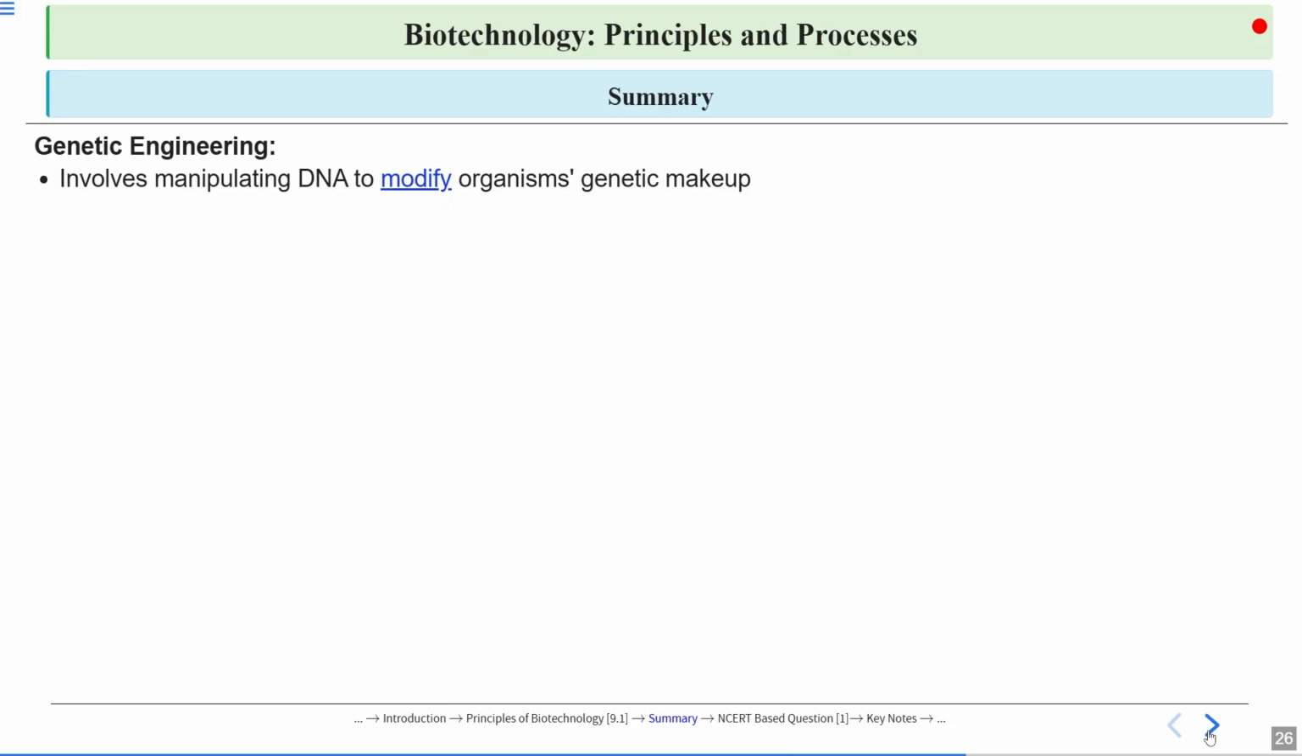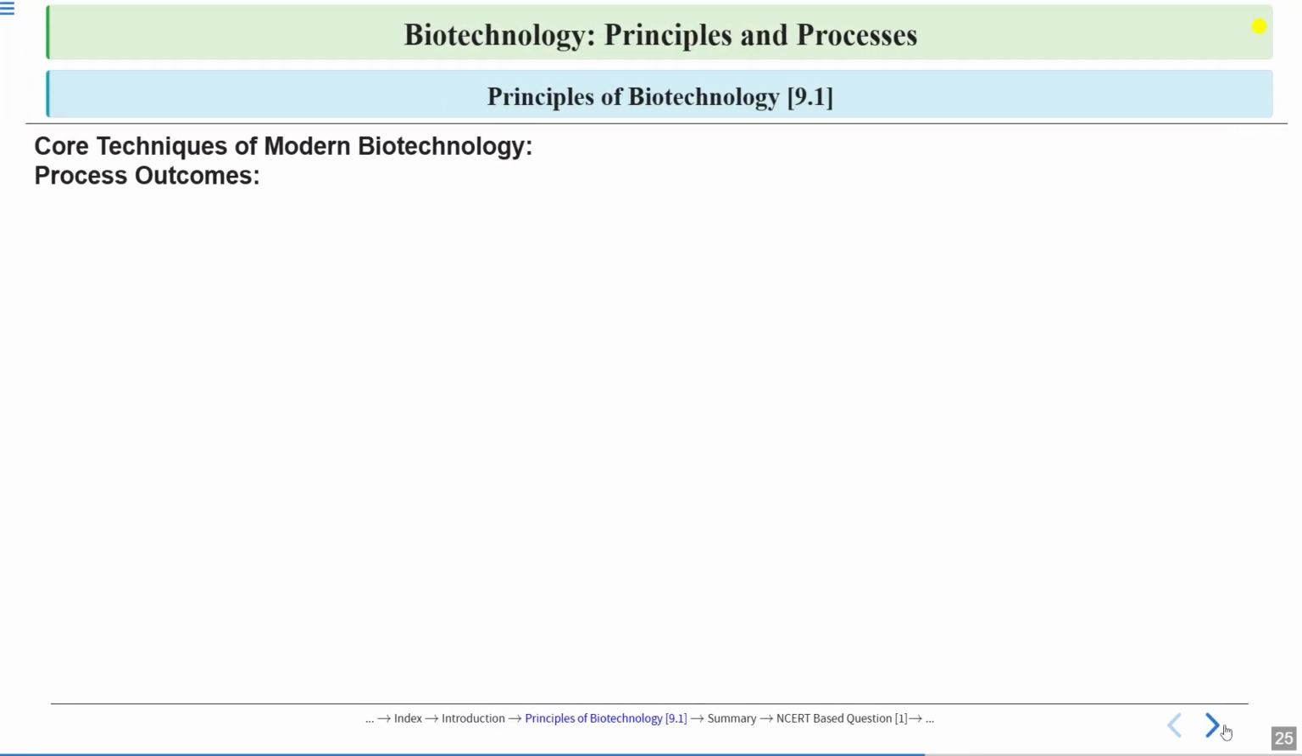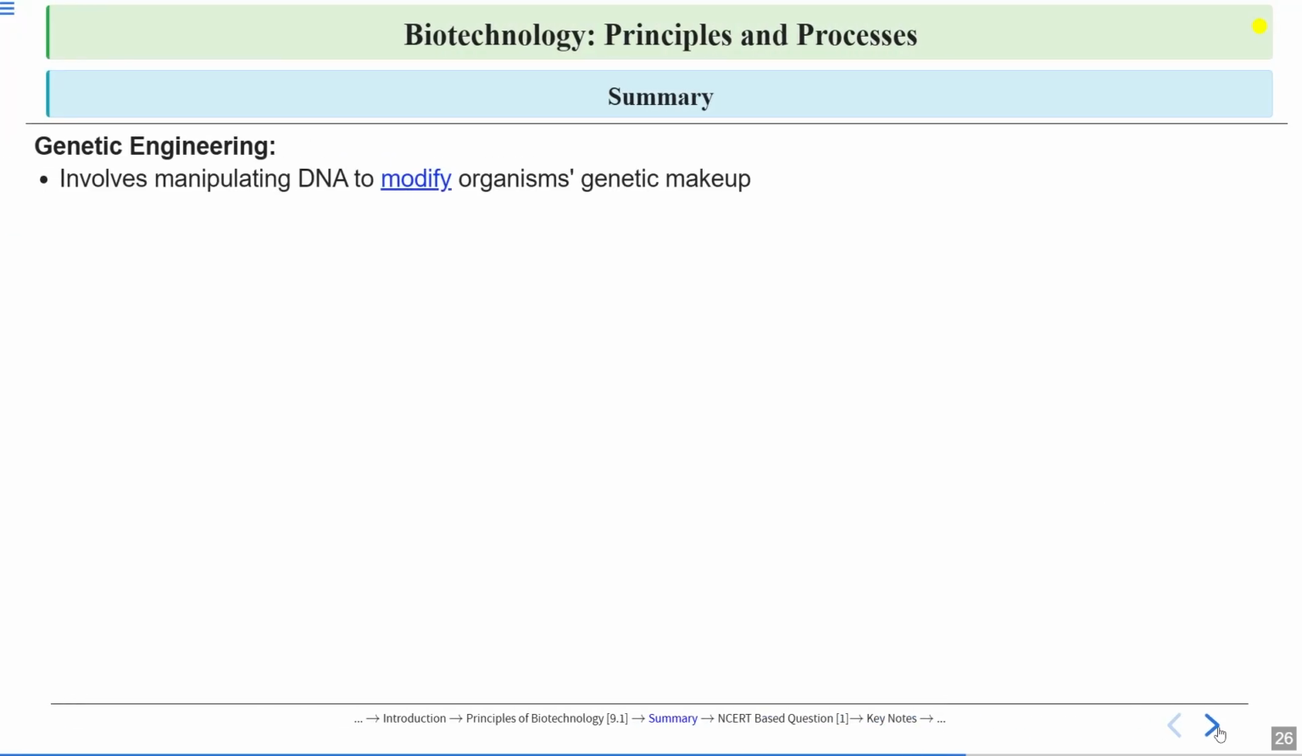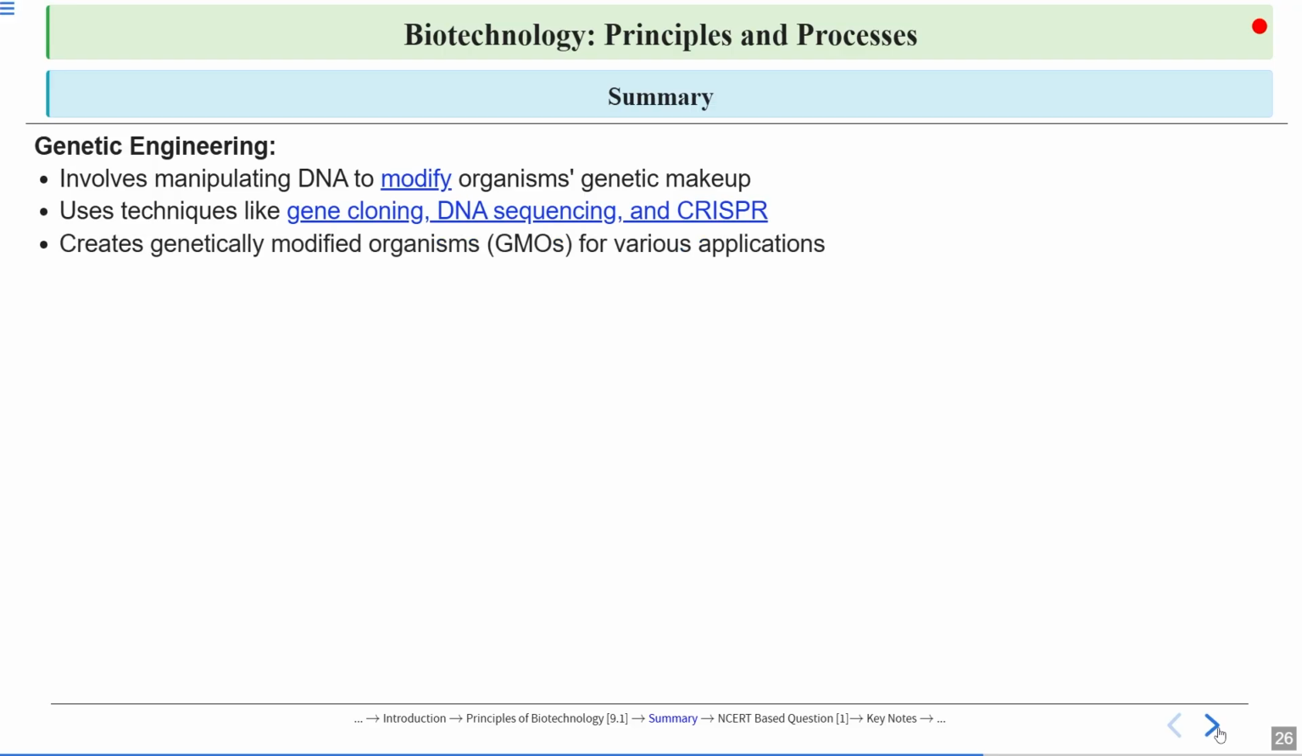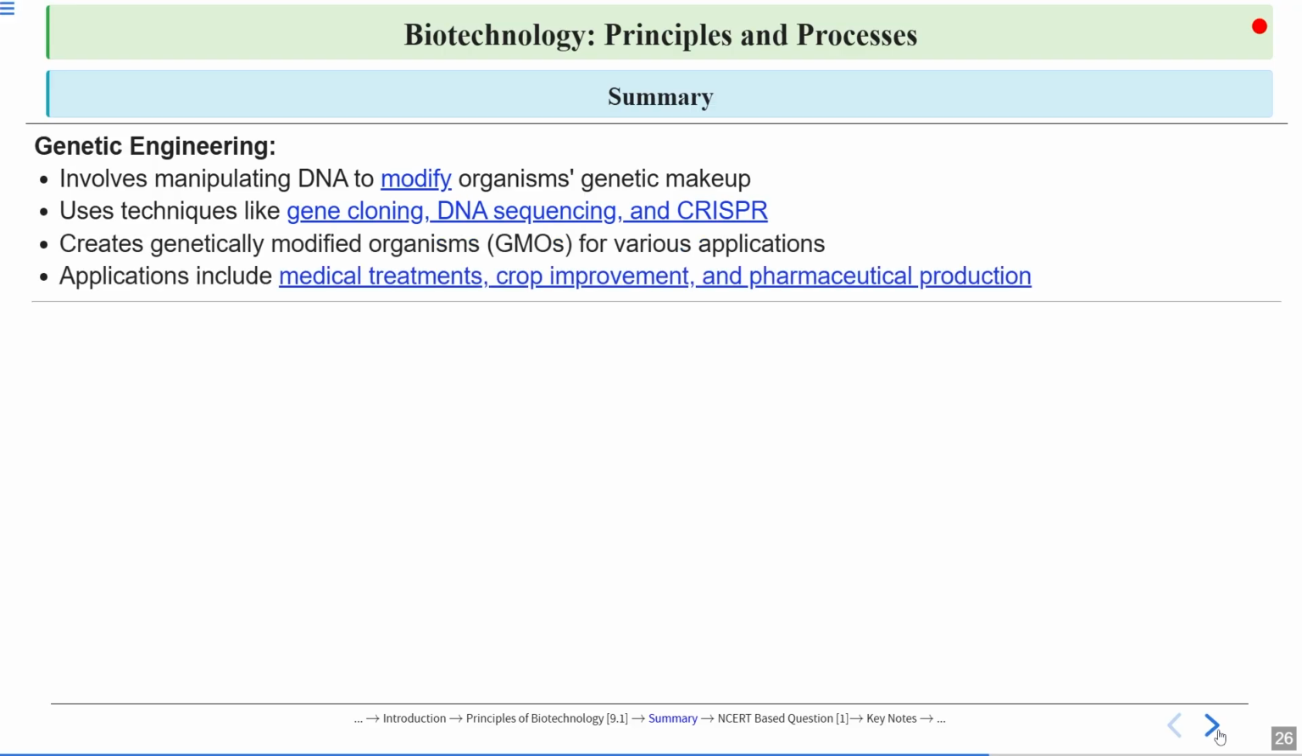So what is genetic engineering? Here's the summary. In this class, we have learned the difference between modern biotechnology and traditional biotechnology, and the key basic concepts of genetic engineering and bioprocess engineering. It involves manipulating DNA to modify organisms' genetic makeup. We use techniques like gene cloning, DNA sequencing, and CRISPR. We create genetically modified organisms for various applications. Applications we have just talked about are medical treatments, crop improvements, and pharmaceutical production.